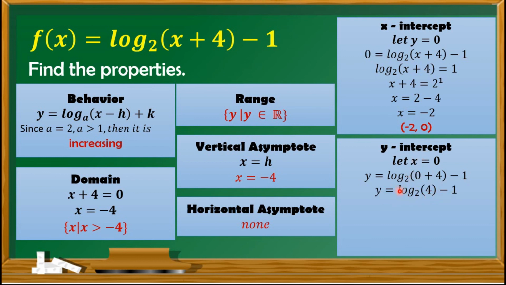To get the value of this, let us change 4 as a power of 2, so it becomes 2 squared. Applying the property of logarithm, when the base is equal to the x value, then the answer is the exponent. So this becomes y is equal to 2 minus 1, and the answer here is y is equal to 1. So the y-intercept is found at 0, 1.